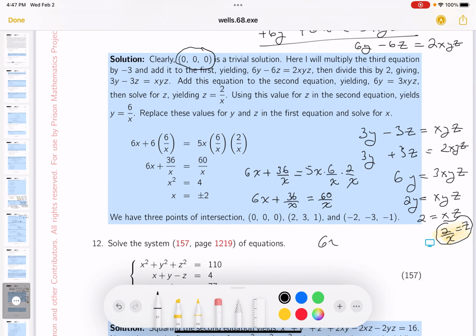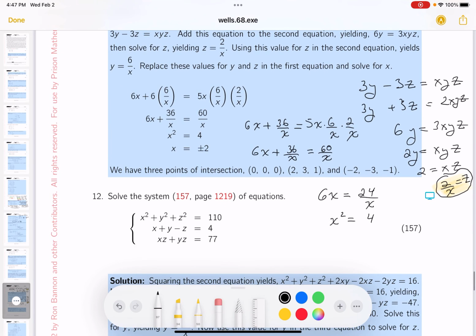I get 6x, and I'm going to take 36 over x from both sides. That'll be 24 over x. I'm going to multiply both sides by x and divide by 6, and you would get x squared is equal to 4, or x is equal to plus or minus 2.